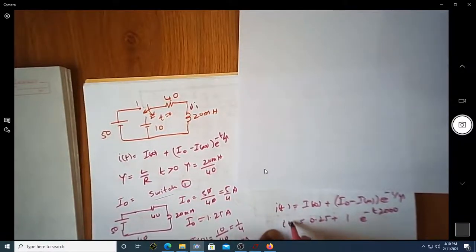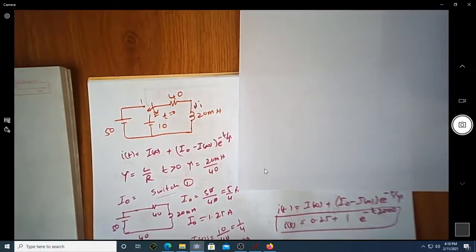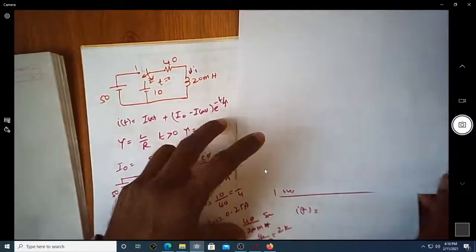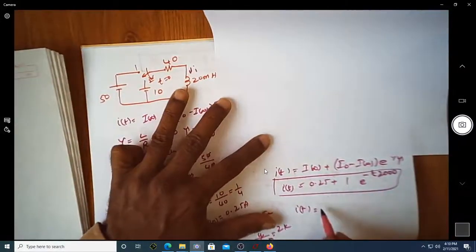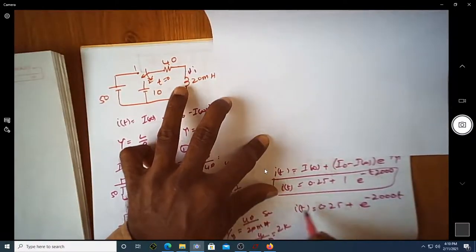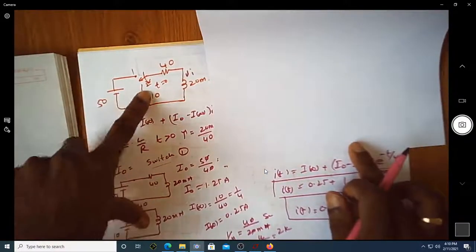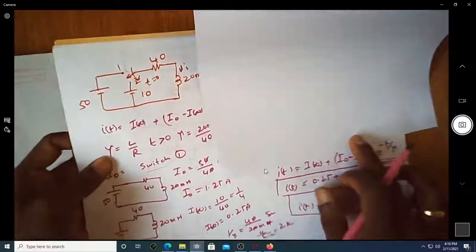So the expression for I of t is now given by I of t equal to 0.25 plus e power minus 2000 t. This is the expression for I of t for this particular problem.